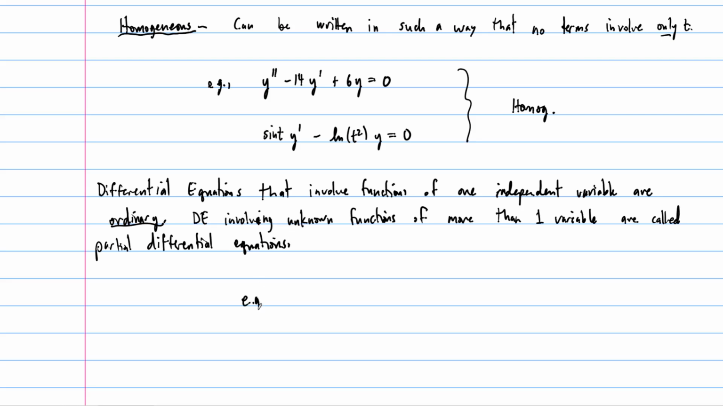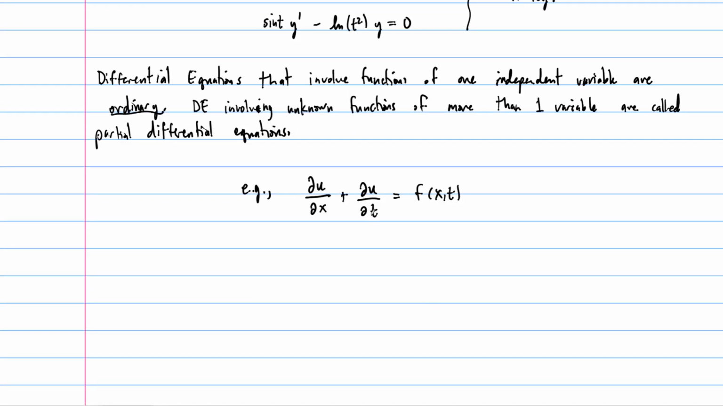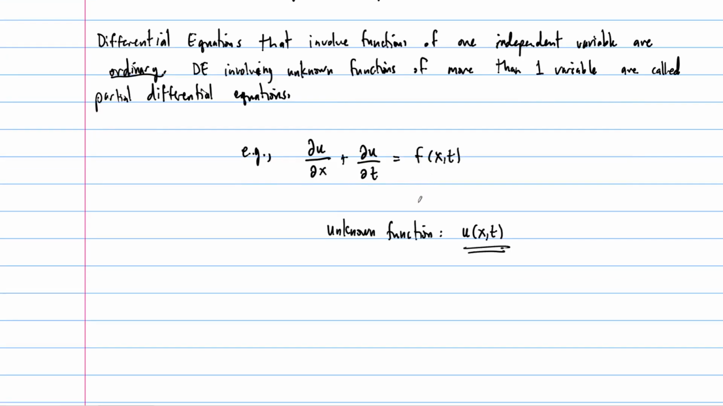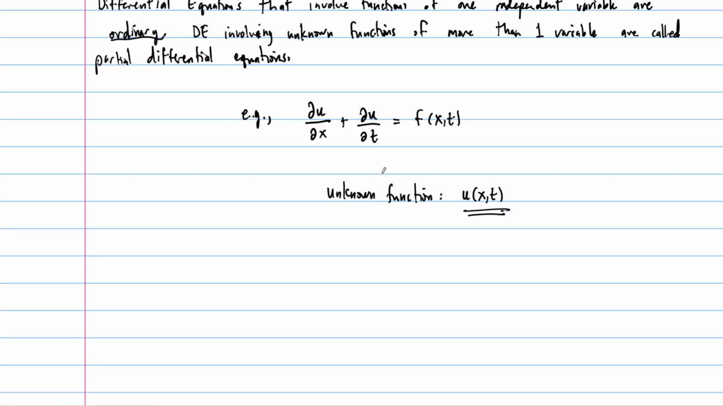So here's an example of a partial differential equation. This time I'm going to use a different letter altogether, but partial derivative of u with respect to x plus partial derivative of u with respect to t equals some function f of x and t. Something like this. This is a partial differential equation because the unknown function, u, that's going to solve this differential equation has to be a function of x and t both itself. All right, so it's a function of two variables in this example. Okay, so that is a partial differential equation.